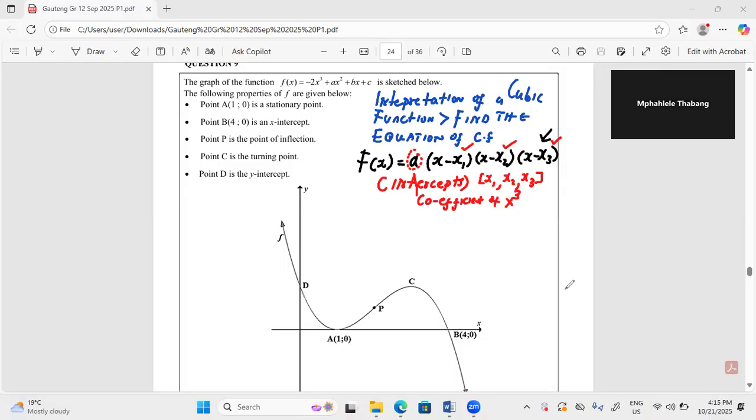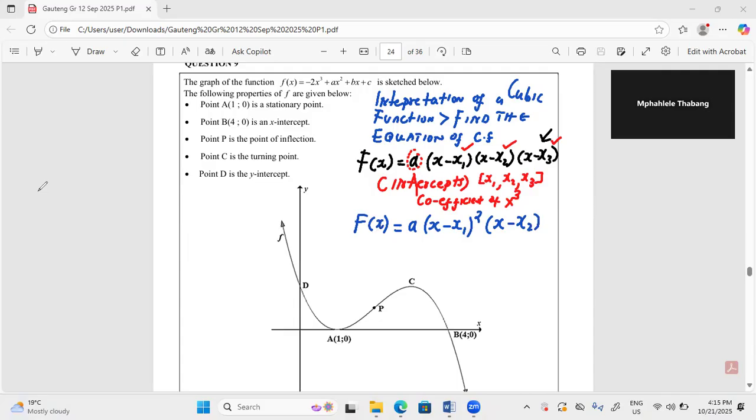Now, you see the formula that I'm saying, when we interpret the cubic function, it's important. It's f of x equals a, x minus x1, x minus x2, x minus x3. This is a very important formula. Or let me say we can go for this one. f of x equals a into x minus x1 squared, x minus x2.